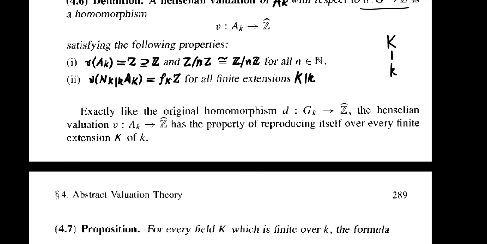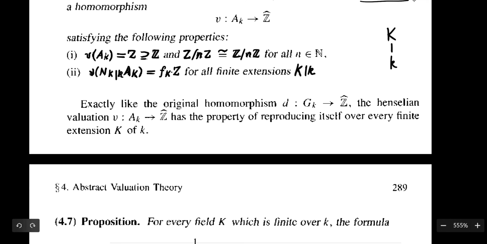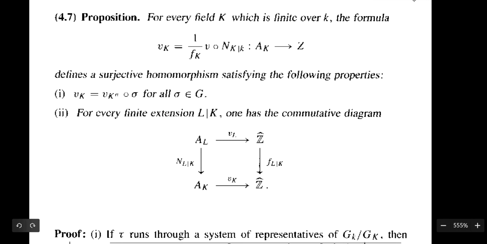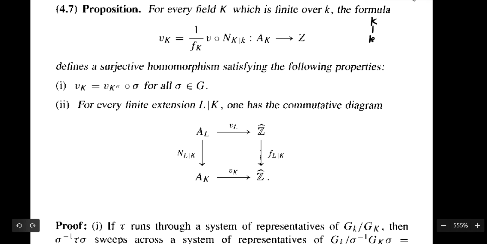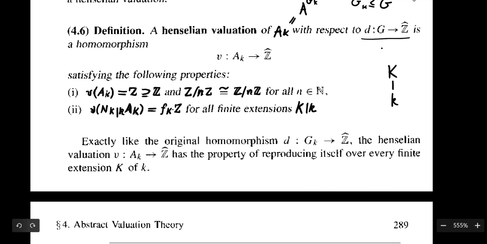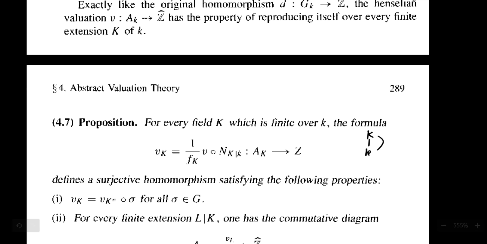Exactly like the original homomorphism, the Henselian valuation has the property of reproducing itself over every finite extension, big K or small k. Reproducing itself over every finite extension. How to reproduce it? In the following way. For every field K, which is finite over small k, so what is small k? I think he means this. For some small k. This is finite.